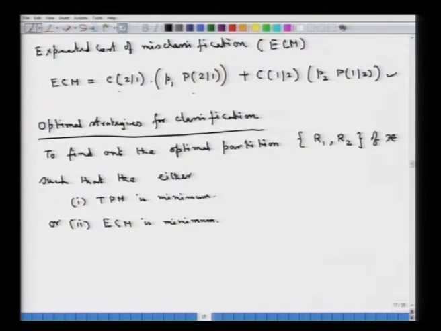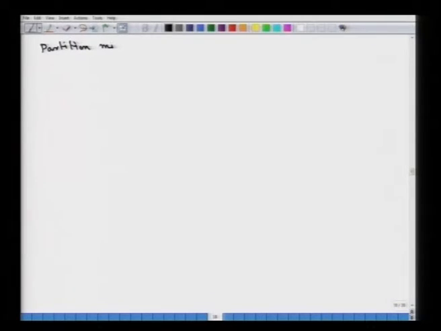So, under any one of these, we will try to find out what is that partition R1, R2 which is going to lead us to the minimum value of the respective quantities. Now, let us first look at the optimum partition, which is going to minimize the total probability of misclassification. Let us now derive this particular total probability of misclassification minimizing partition.